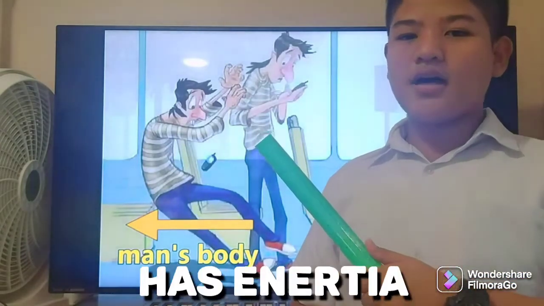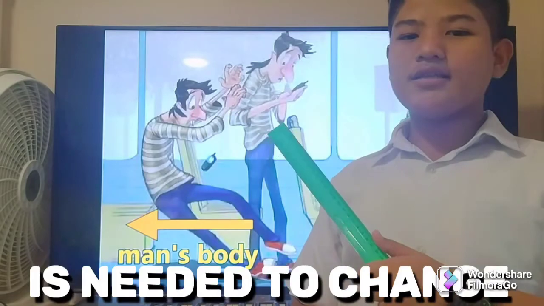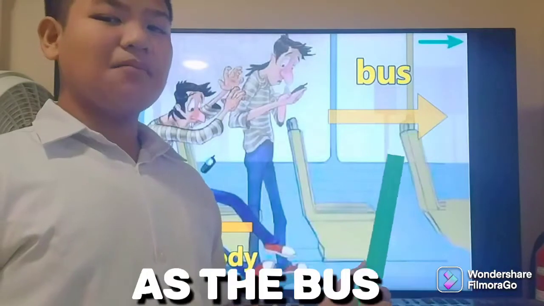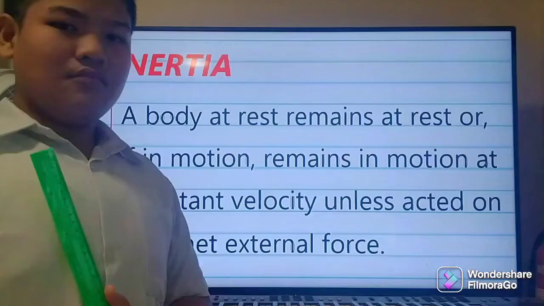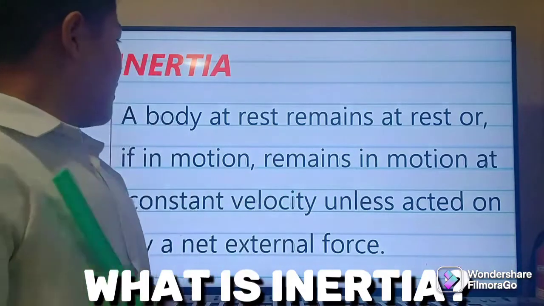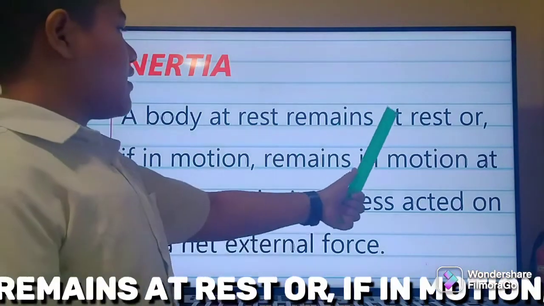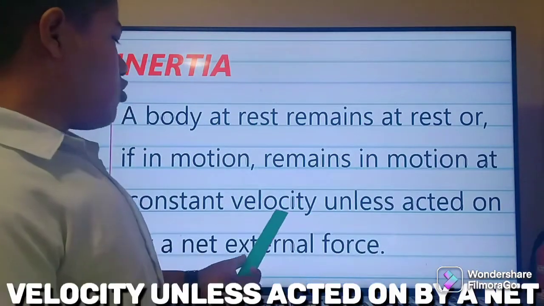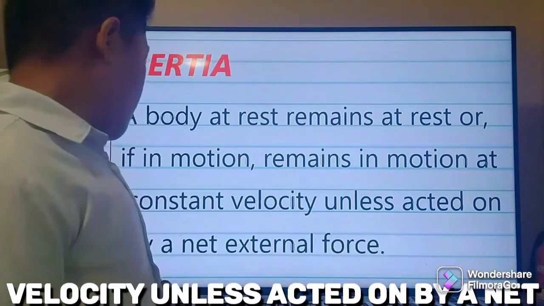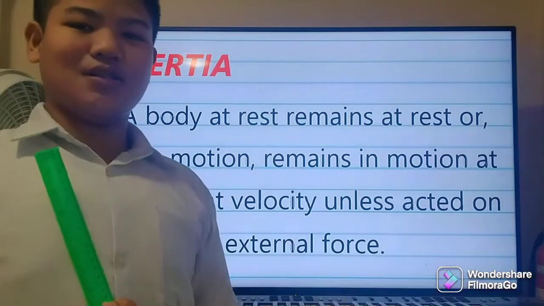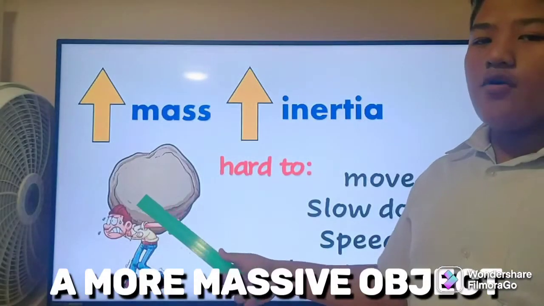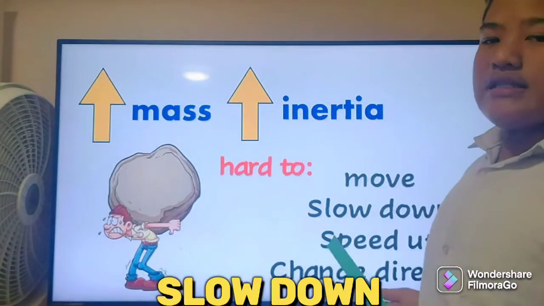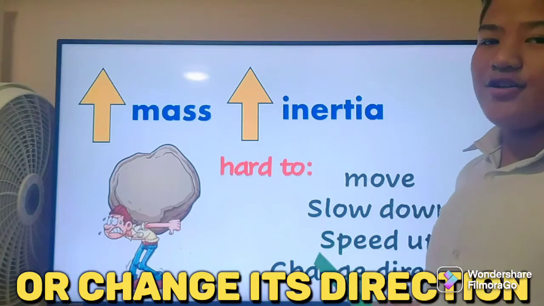The man's body has inertia, and so a force is needed to change its velocity. The man's body moves backward as the bus moves forward. Inertia. What is inertia? Inertia is that a body at rest remains at rest, or if in motion remains in motion at constant velocity unless acted on by a net external force. A more massive object, which has more inertia, is more difficult to move from rest, slow down, speed up, or change its direction.